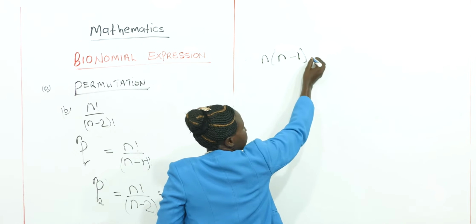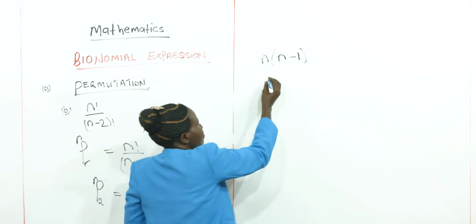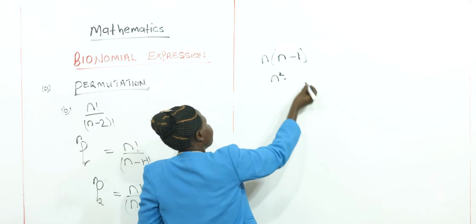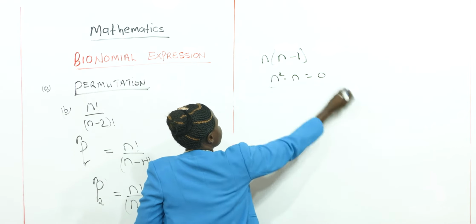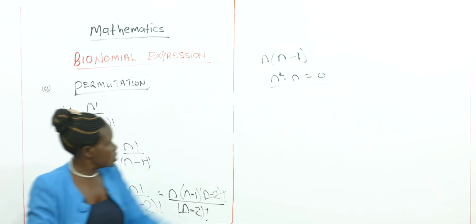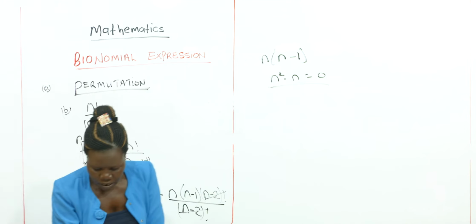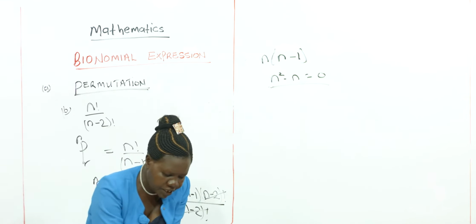This is the same as if we are to simplify up to the n, then you will get n squared minus n equals 0. So you will simplify up to that level. But in most cases, we stop at that level, after eliminating the fraction.